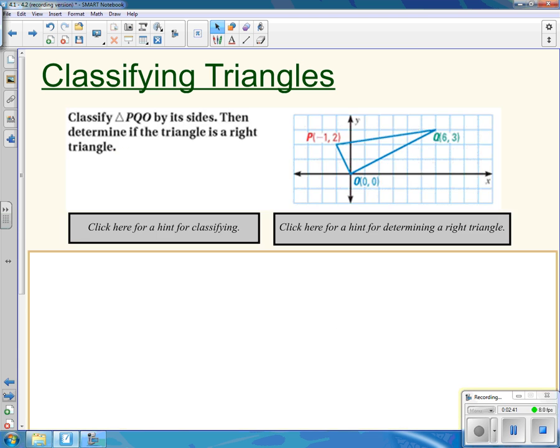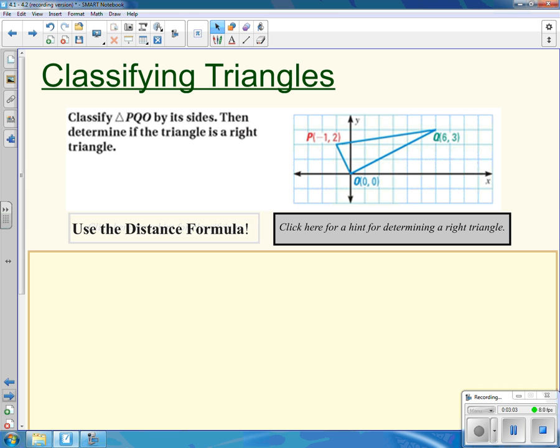Okay, so what we're going to do is talk about how to classify a triangle when it's in the coordinate plane. So triangle PQO is drawn on our coordinate plane where O is at the origin, and P and Q have their coordinates. So we need to figure out if this triangle is a right triangle. Okay, so first, as far as classifying goes, I'm going to show you our hint. We need to use the distance formula. So I need to figure out what the lengths of some of these sides are.